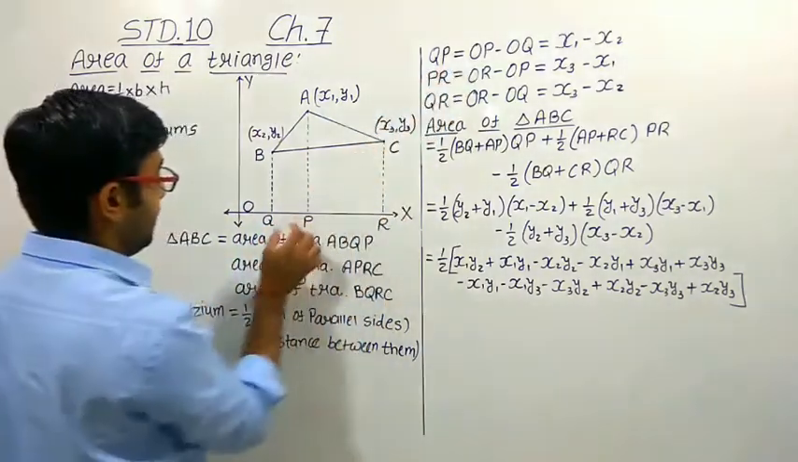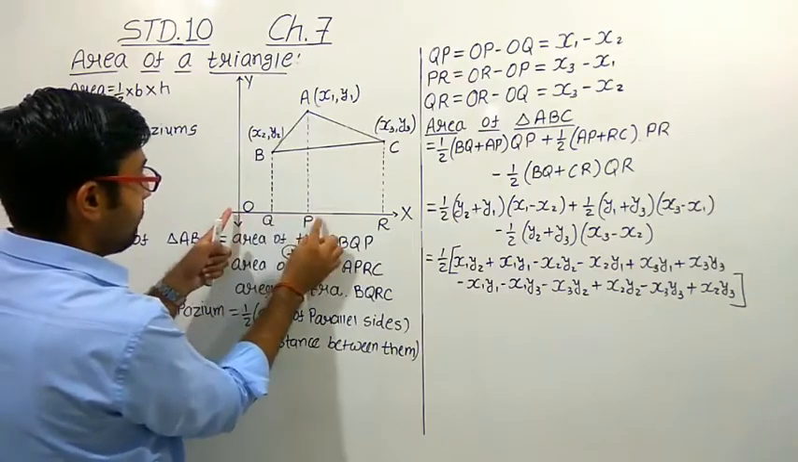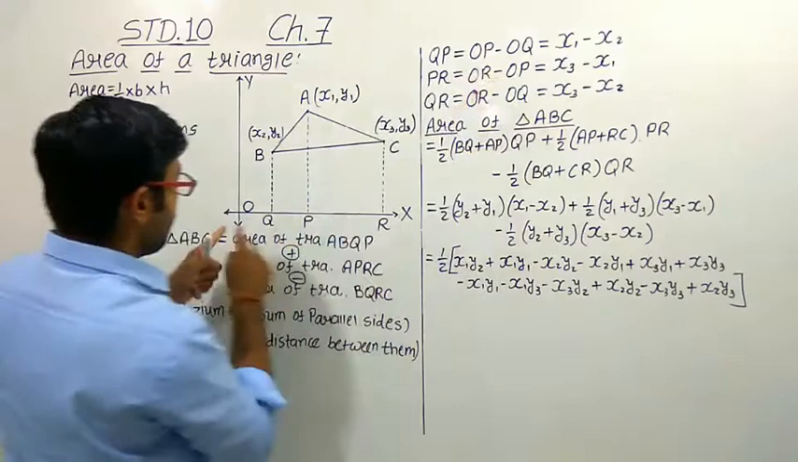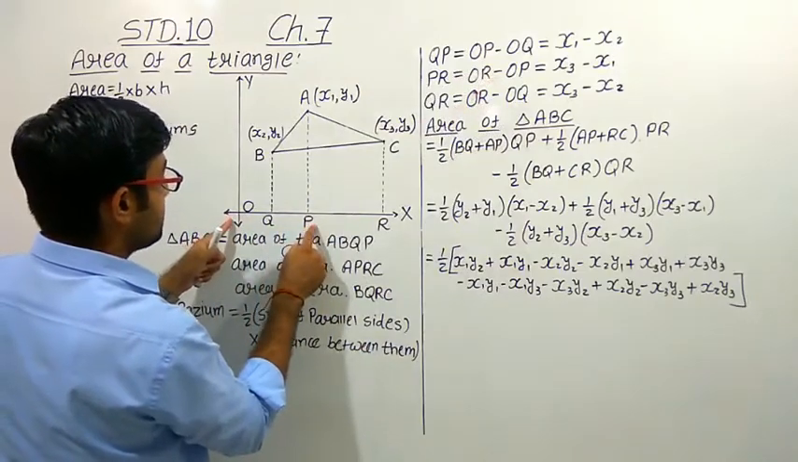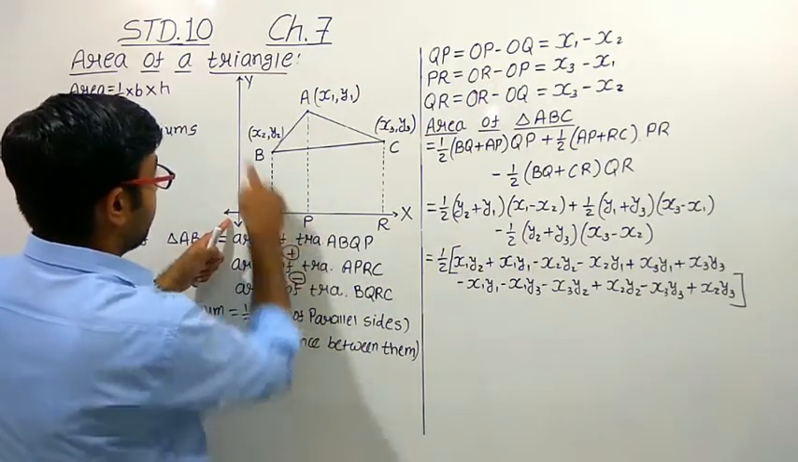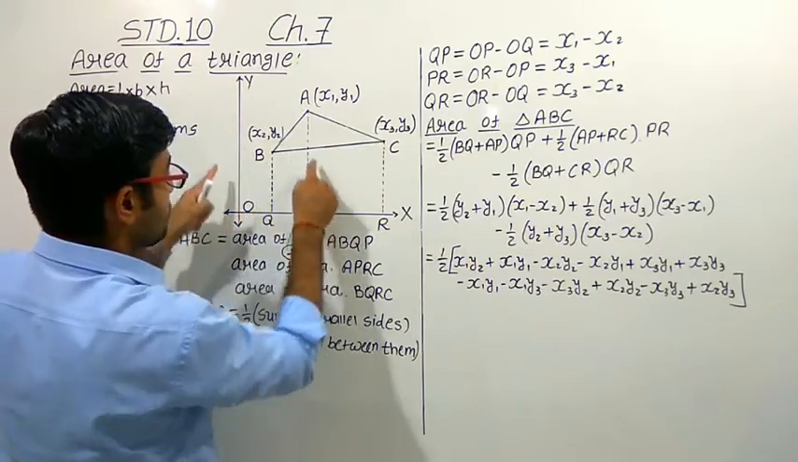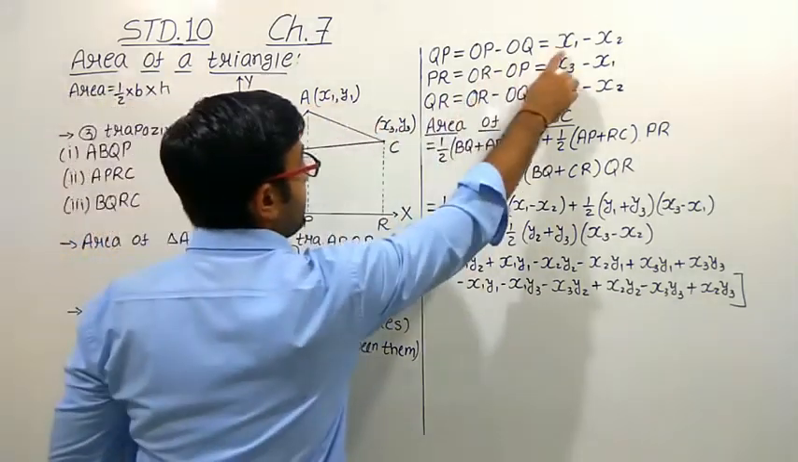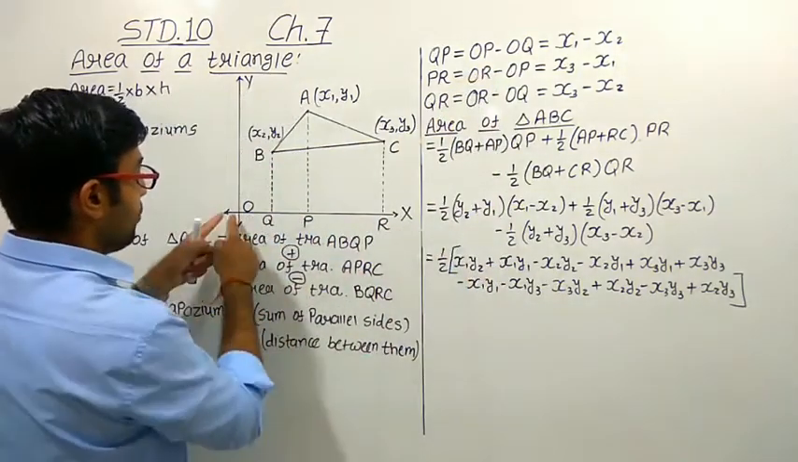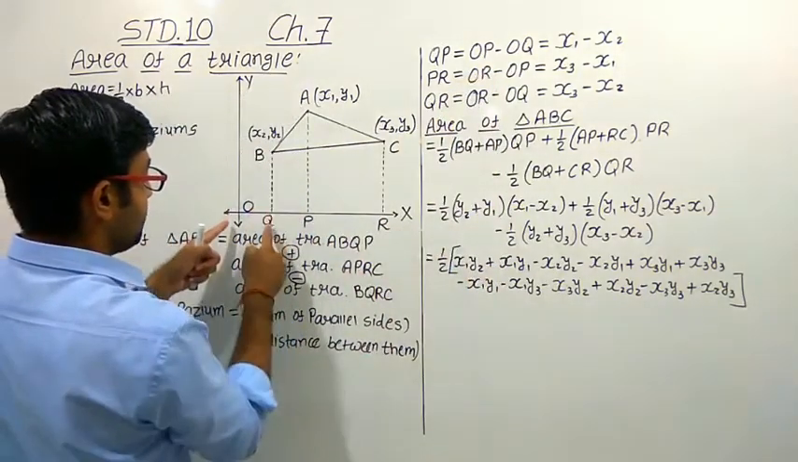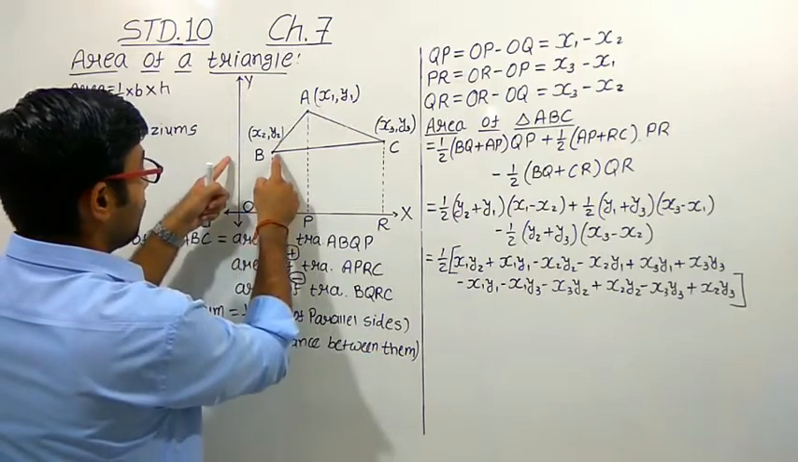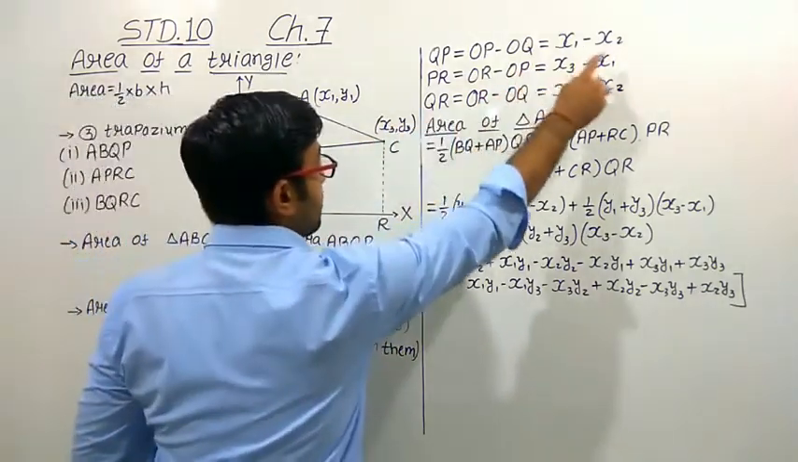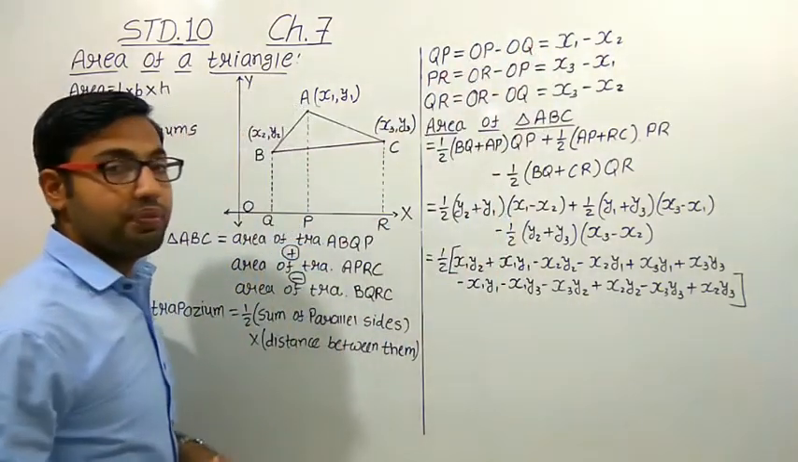So QP, how can we write QP? OP minus OQ. And what is OP? O to P means the distance of point P from the y-axis. That is equal to the distance of point A, and that is what? X1. So OP is X1. In the same way, OQ means the distance of point Q, equal to the distance of point B, and that is what? X2. So X1 minus X2, we got OP minus OQ.